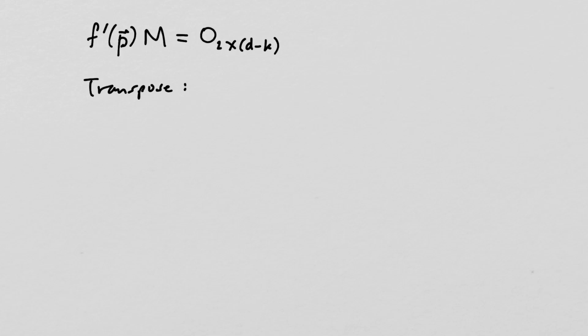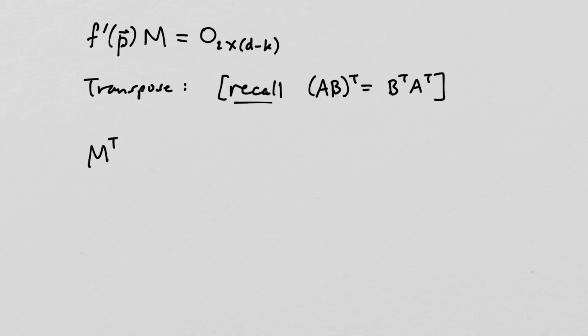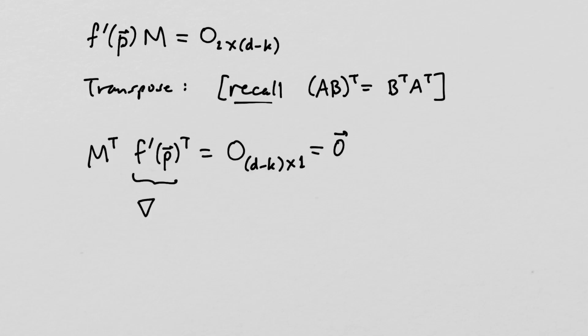And when you take the transpose of a product, you have to reverse the order. Let's just recall that general rule of transposes. So we're going to get M transpose times f prime of p transpose equals the zero matrix of size d minus k by 1. Now that's a column matrix. D minus k rows, but only one column. We can write that as a zero vector. And then this is the gradient of f at p, by the way we define the gradient. Okay. And let me also introduce a short name for M transpose. I don't really want to keep carrying around that transpose sign. So let me just introduce capital R.